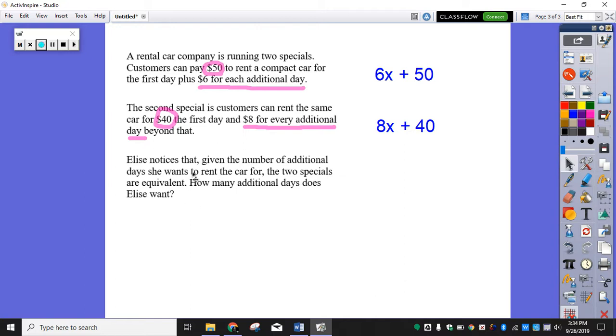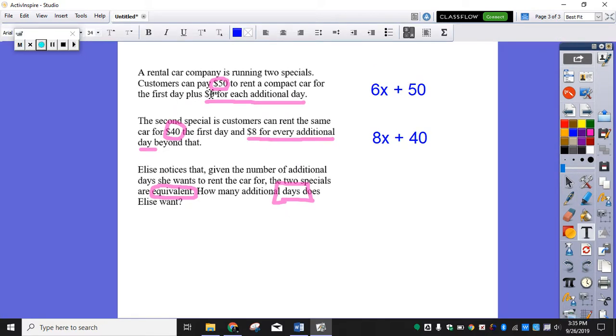Elise notices that given the number of additional days she wants to rent the car for, the two specials are equivalent. There's a math word, equivalent, equal. How many additional days does Elise want? So we need to find the number of days. Well, which variable represented days? If it's 6 for each day, 8 for each day, 6x, 8x, x is our number of days. So what I'm really trying to find is, what does x equal?